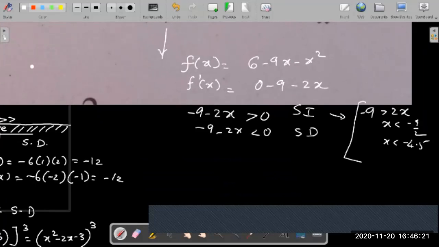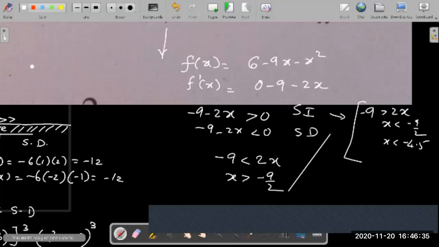And this one, minus 9 is less than 2x. This is greater than, so in this case, x will be greater than minus 9 by 2. So this is for strictly decreasing.